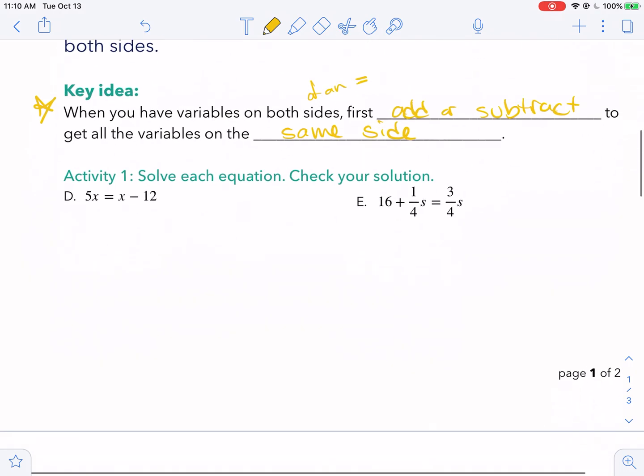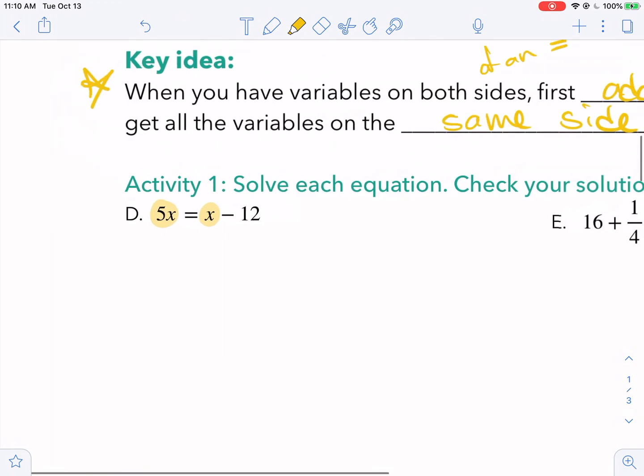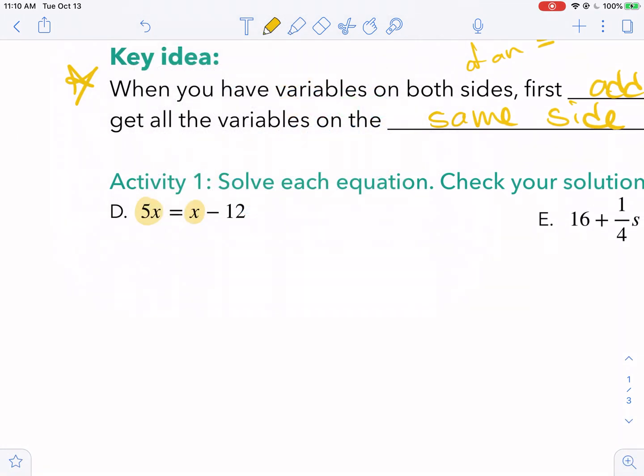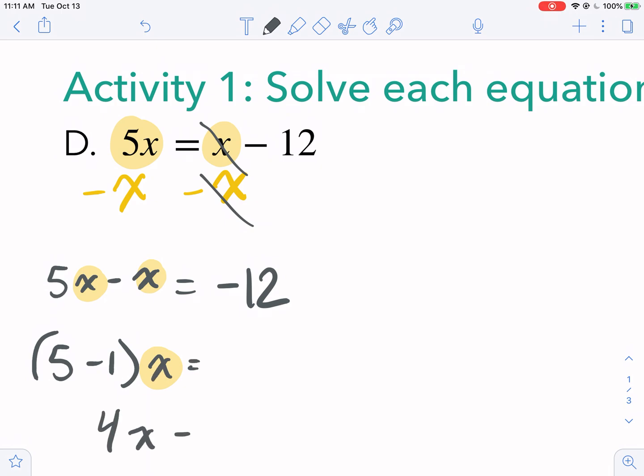So let's do that. Here we've got 5x equals x minus 12, but we need to get all of our variables on the same side. So we're going to add and subtract. First, I'm going to subtract an x from both sides. So on this side, x minus x, that cancels out. We're left with negative 12. But on the left side, we have 5x minus x. Well, what we can do is take out x, and that will give us 5 minus 1x, which is 4x. So 4x equals negative 12.